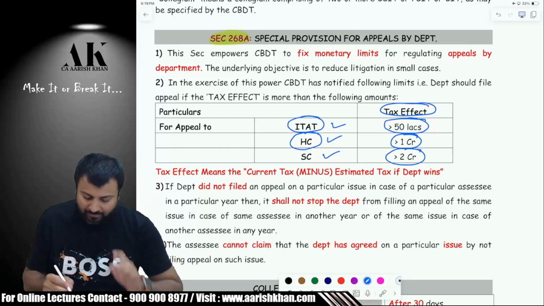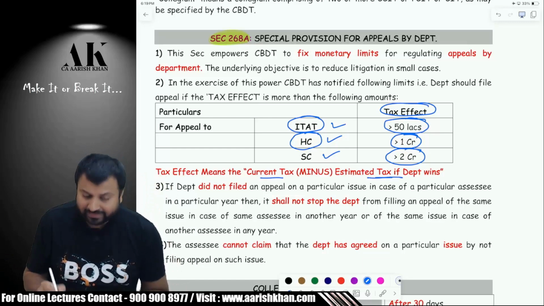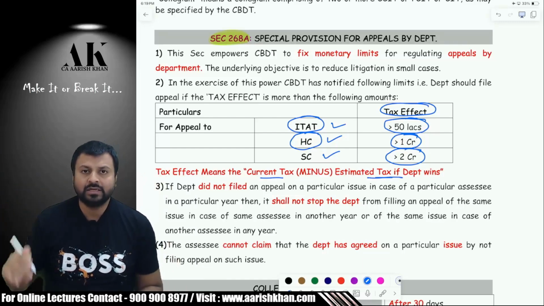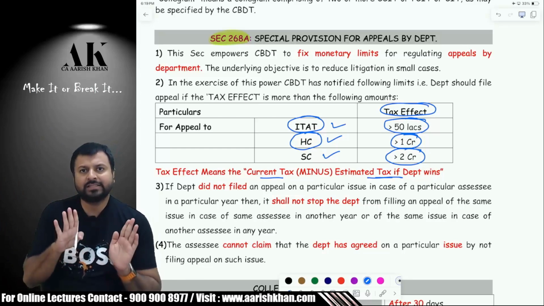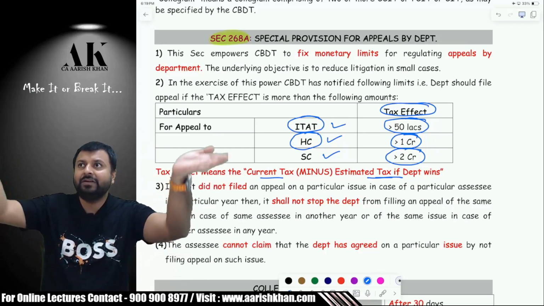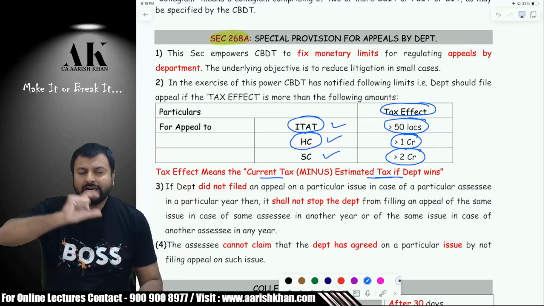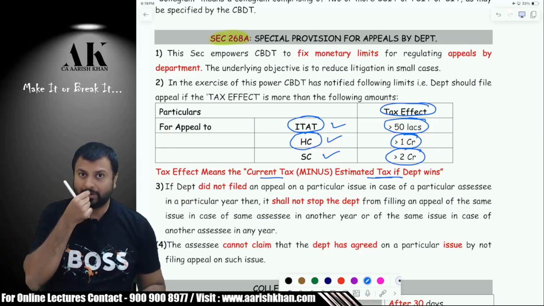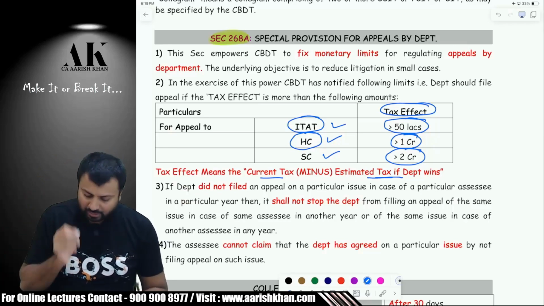Tax effect means whatever is the current tax minus whatever is the estimated tax if the department wins. Suppose today, before appealing, the tax is coming to 1 crore. And the department feels that if we appeal, then we will get a tax of 1.7 crore. Then the difference between 1.7 crore and 1 crore, that is 70 lakhs, will be called the tax effect. So now listen carefully.